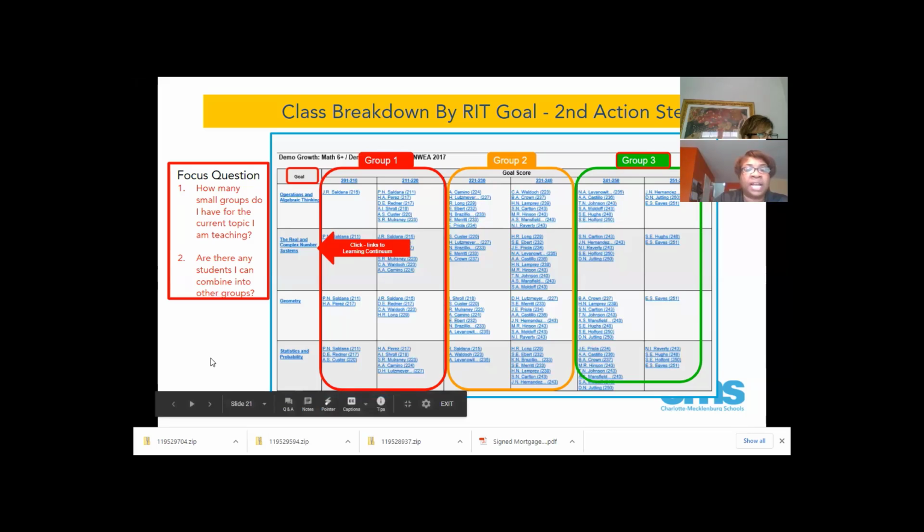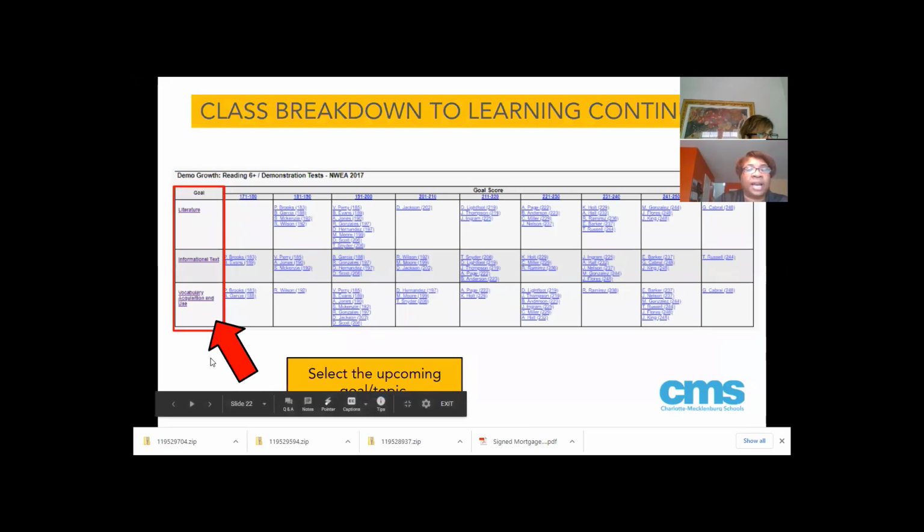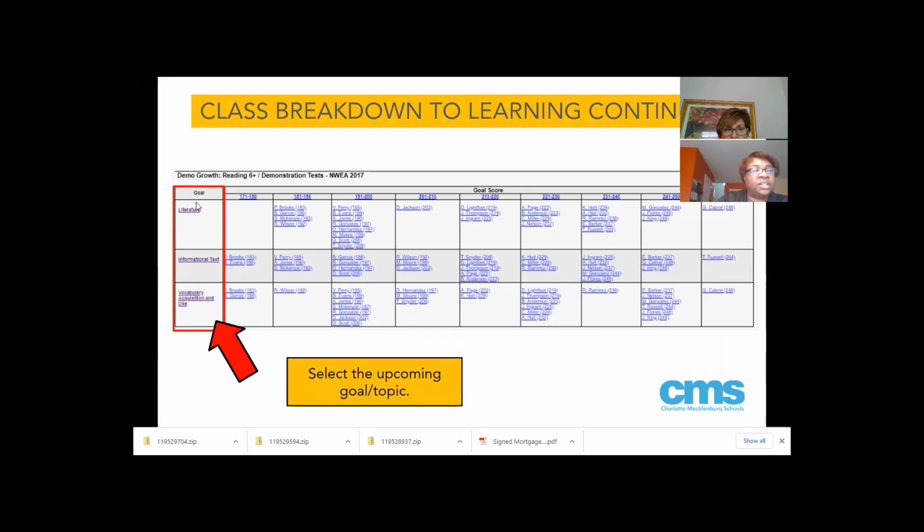So the class breakdown really helps you to identify where to go. When you go into the class breakdown, you want to focus on the topic that you went in there for. So you can see here, the 3 topics. If I'm going in to see what it says for literature and how my groupings are, my eye is just going to be across literature. I'm not going to look at the other 2 topic areas because I'm not focused on that. So once I decide that's where I want to go, I can click on that and I can get the learning continuum.